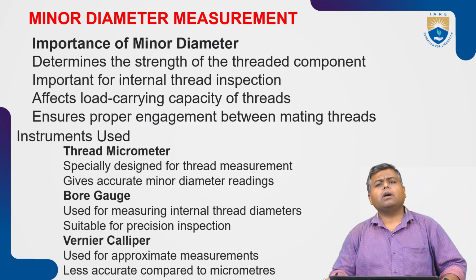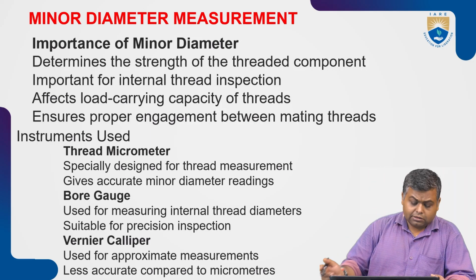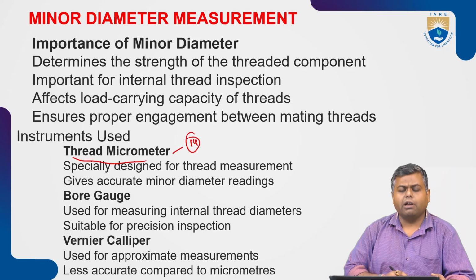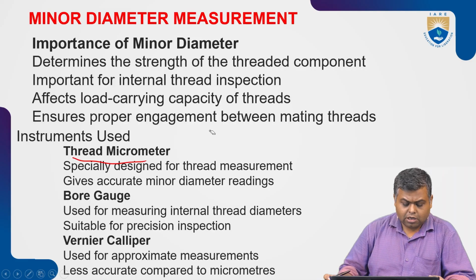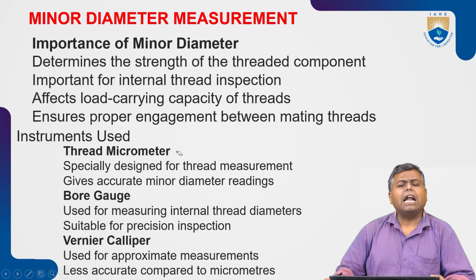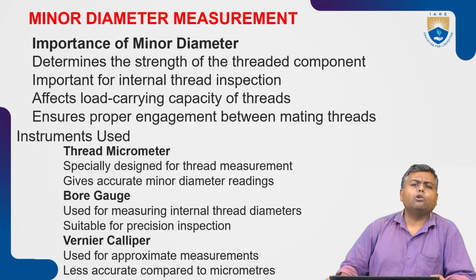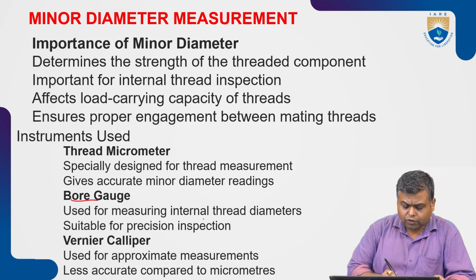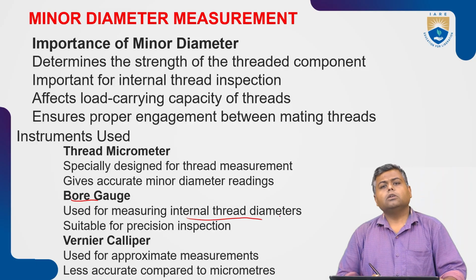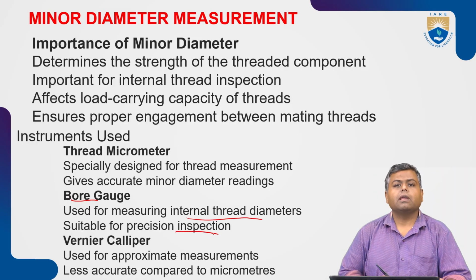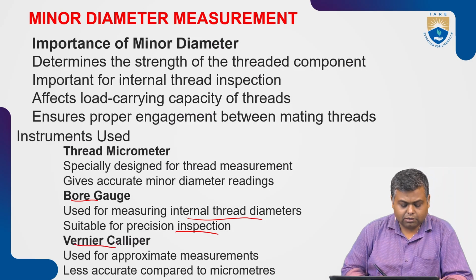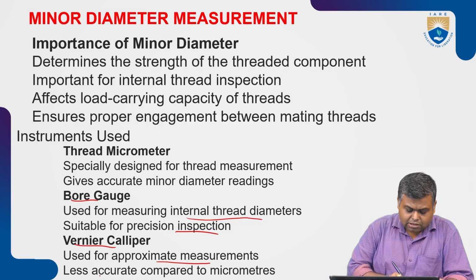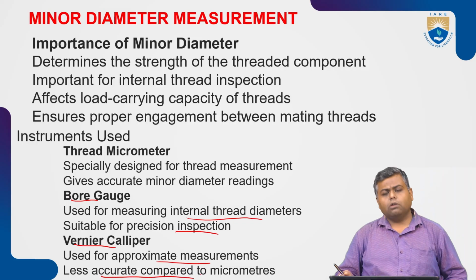So the instrument used for measuring the minor diameter is a thread micrometer. This thread micrometer we have already discussed among the 14 micrometers in the earlier discussions. It is specially designed for thread measurement, especially minor diameter, and gives accurate minor diameter readings. The next is the bore gauge, used for measuring internal threaded diameters and suitable for precision inspections. And the last one is the vernier caliper, the same vernier caliper we are going to use. It is used for approximate measurements, and it is much less accurate when compared to micrometers.